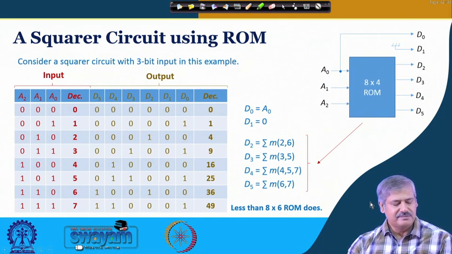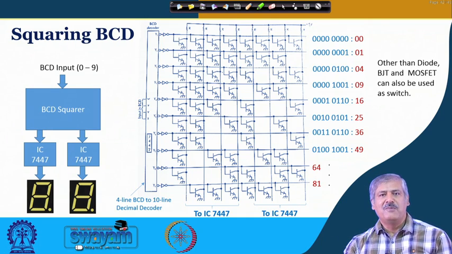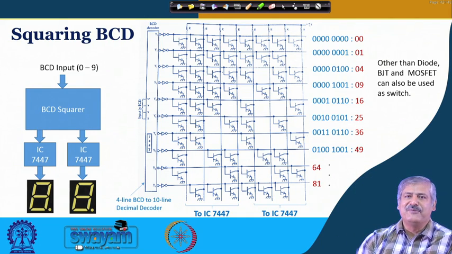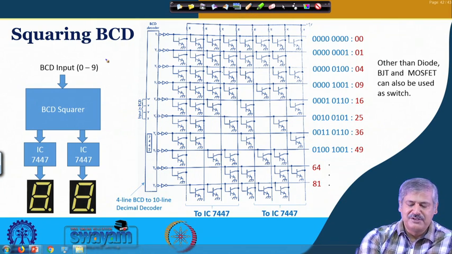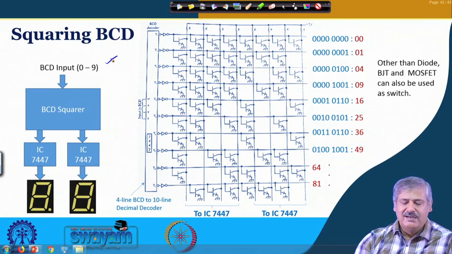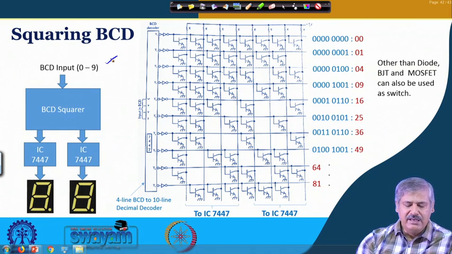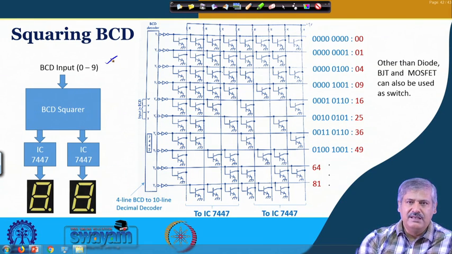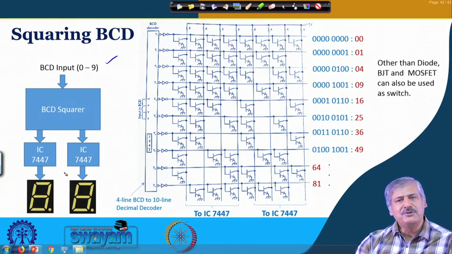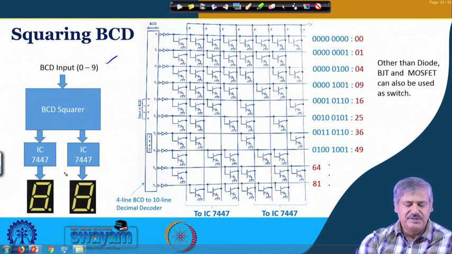A similar thing you can extend to a more complex circuit, for example, squaring of a BCD number. The BCD input is 0 to 9, and the output could be 0 to 81: 9 squared is 81, 8 is 64, 7 is 49. Here what is asked is that the output be shown in BCD format, unlike the previous one, which was in binary format. That is also possible. How? We shall see. So this is the BCD squarer.